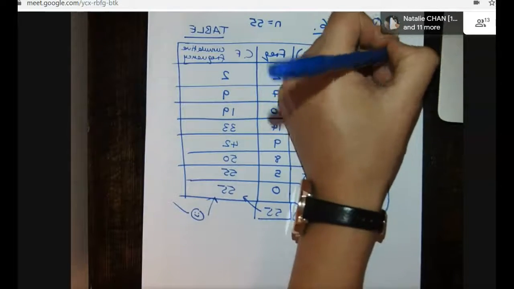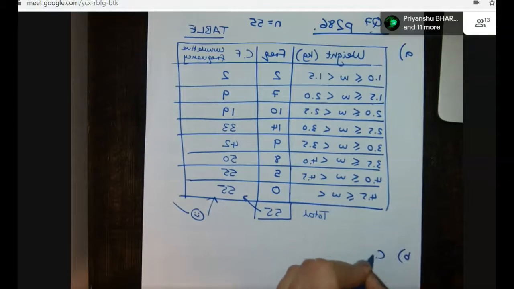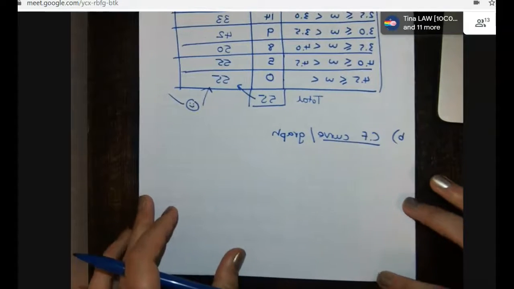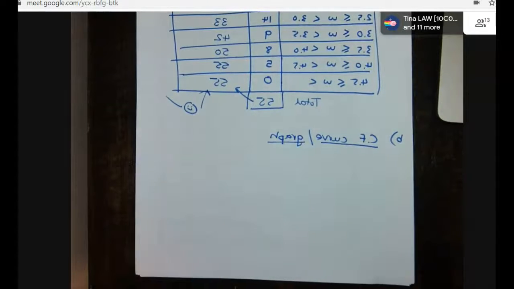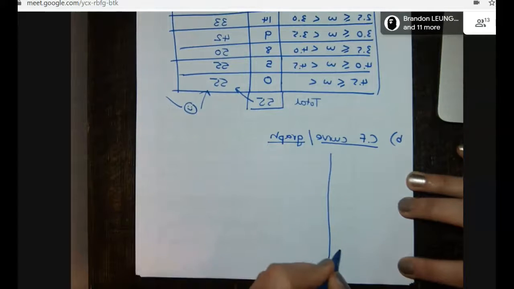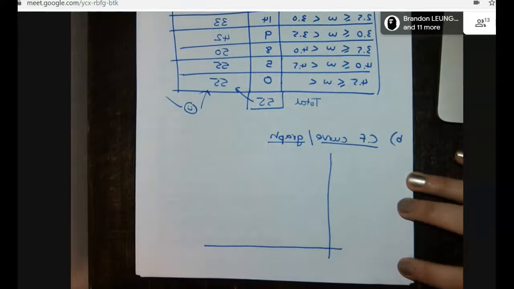And part B, I need to do a cumulative frequency curve. It's called a cumulative frequency curve, or sometimes a cumulative frequency graph. My version of this graph is going to be a little bit rougher than yours because I actually don't have a ruler. So I'm just going to draw it by hand, but I do expect you guys to draw yours out with a ruler, kind of doing it properly.